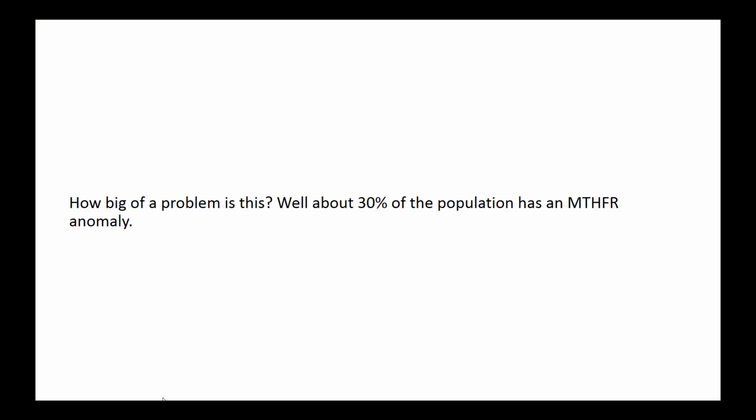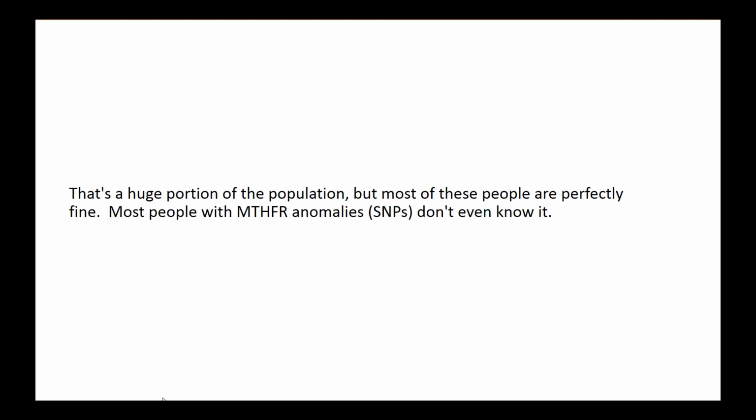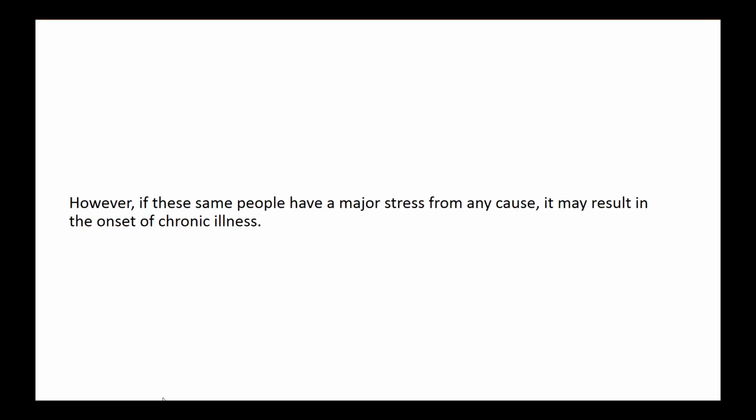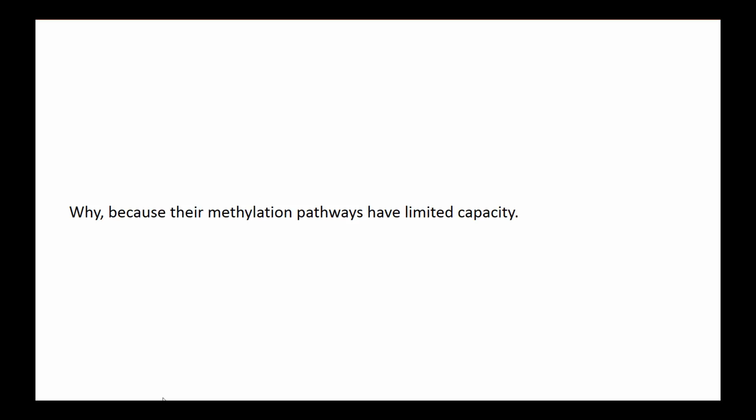How big of a problem is this? Well, about 30% of the population has an MTHFR anomaly. That's a huge portion of the population. But most of these people are perfectly fine. Most people with MTHFR anomalies or SNPs don't even know it. However, if these same people have a major stress from any cause, it may result in the onset of a chronic illness. Why? Because their methylation pathways have limited capacity.